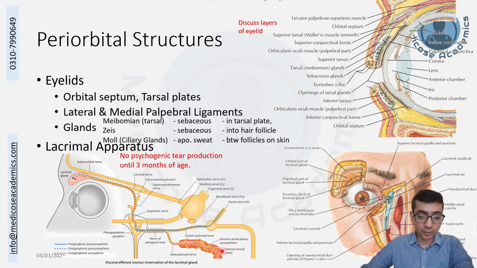The similar pathway is from the sympathetic. Sympathetic fiber reaches the pterygopalatine ganglion through the deep petrosal nerves when it joins the nerve of pterygoid canal. It reaches the pterygopalatine ganglion, and from here to the lacrimal gland, the pathway is the same.